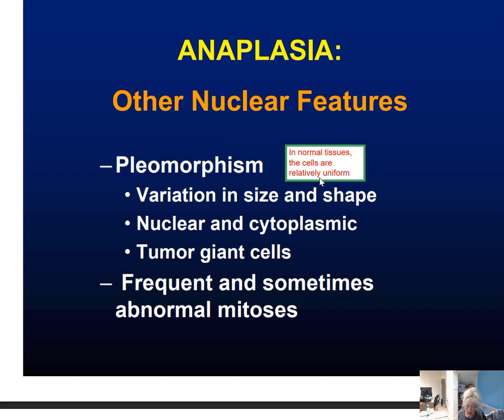Other nuclear features of anaplasia are pleomorphism. In normal tissues, the cells are relatively uniform. In pleomorphic states, there's variation in size and shape, nuclear and cytoplasmic. There are tumor giant cells and frequently, sometimes, abnormal mitoses.